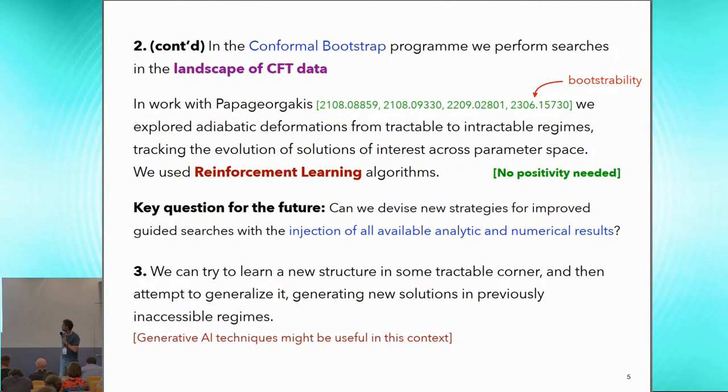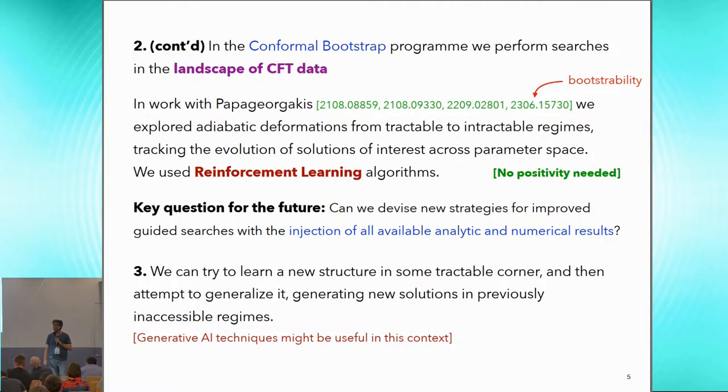Now, a third thing that you can do is you can try to learn new structures in some tractable corner. So you have a complicated problem, you can only solve it in some corner. And then there you can try to learn a new structure and then attempt to generalize it, generating new solutions in previously inaccessible regimes. Generalization is a central problem in artificial intelligence. And it could be very interesting in this context where also generative AI techniques might be useful.